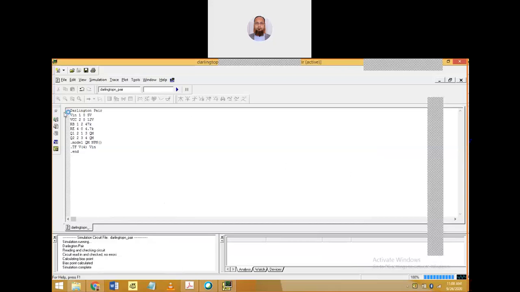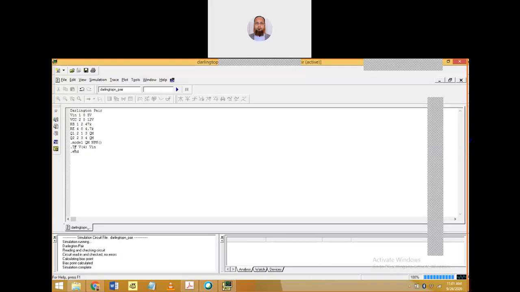Now you see that we are not getting any black window because we didn't apply .probe. And .probe was not required because whenever we apply .tf, our intention is to calculate the input resistance, the output resistance, and the DC gain of the circuit. The input resistance and output resistance are very important for any amplifier or any circuit. They cause many changes in the circuit, so it is very important to know the input resistance and output resistance of any circuit.